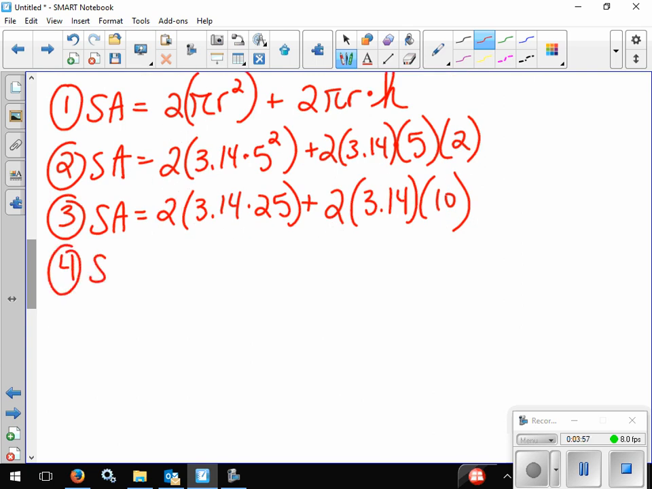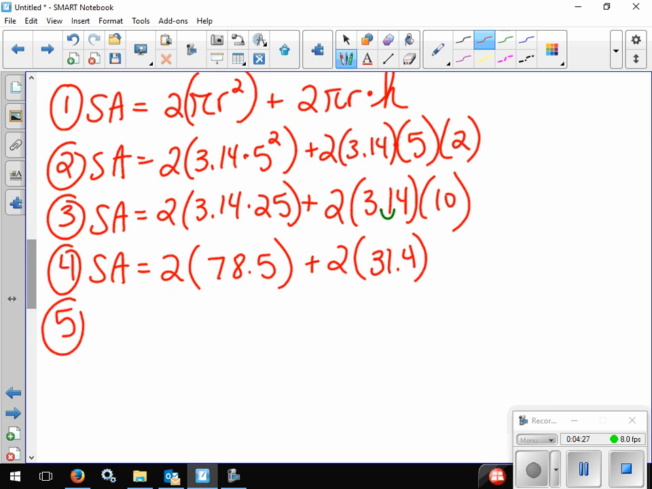Step 4, surface area equals 2 times, what is 25 times 3.14? Okay, again, it's 78.5. You just want to pause the video, do it on your own and make sure you know what you're doing. And then 2 times, you don't have to do this on the side, because when you multiply by a 10 or 100, you just move the decimal over once for 10, twice for 100. So it's 31.4.